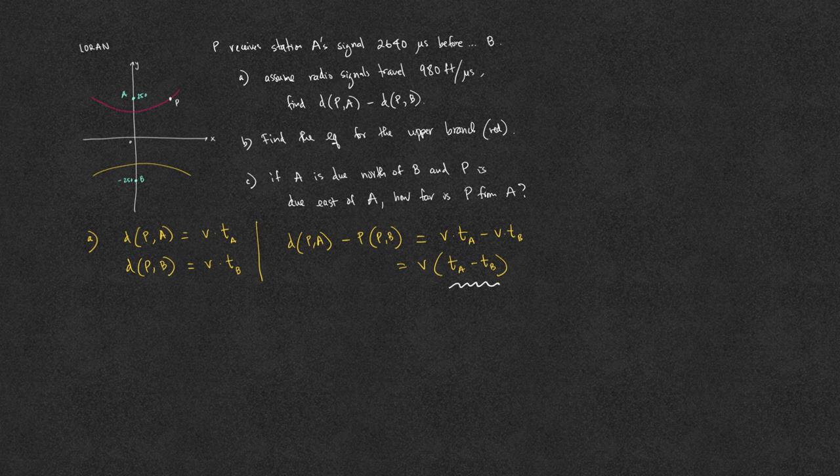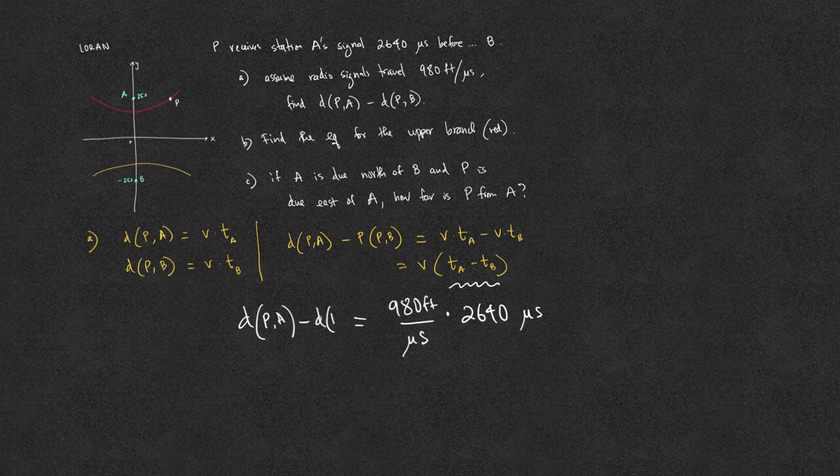We were told that the ship P receives station A's signal 2640 microseconds before station B's, and so the time difference is 2640 microseconds. The velocity is also given: 980 feet per microsecond. So although we don't know TA and TB, we can evaluate the expression on the right hand side, and the left hand side is the difference in the two distances, which is what we want.